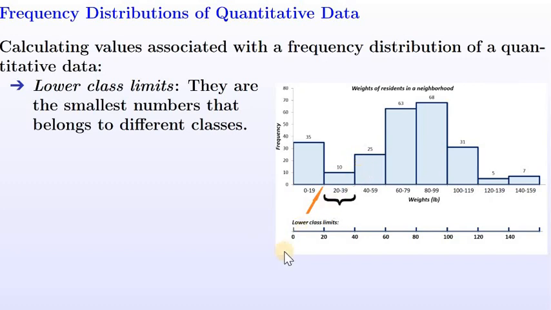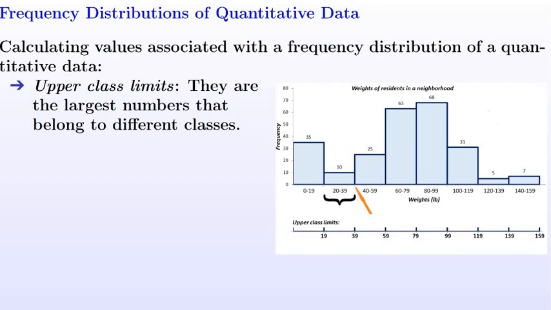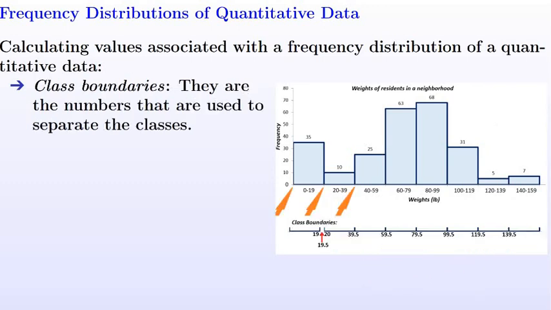On this histogram, 0, 20, 40, 60, 80, 100, 120, and 140 are the lower class limits. Upper class limits are the largest numbers that belong to different classes. So looking at this histogram, 19, 39, 59, 79, 99, 119, 139, and 159 are the upper class limits.